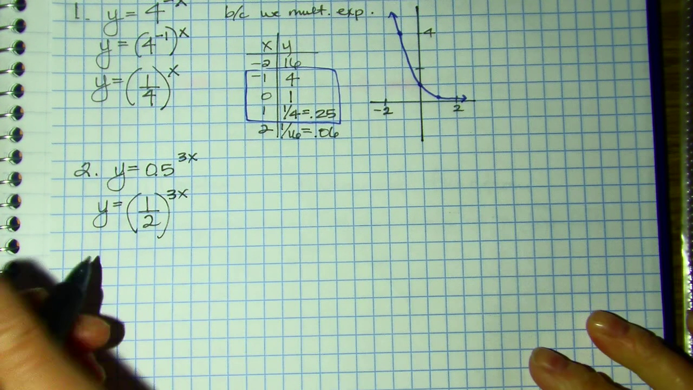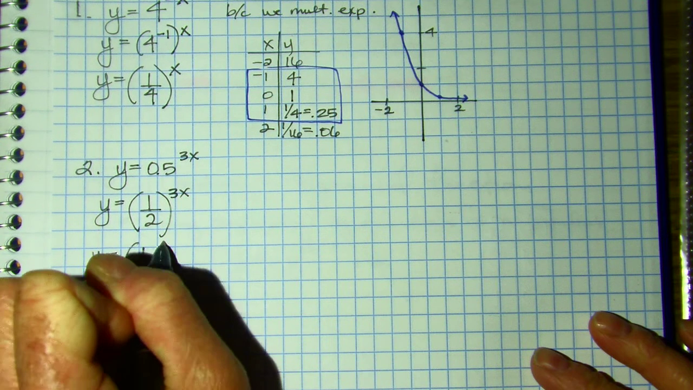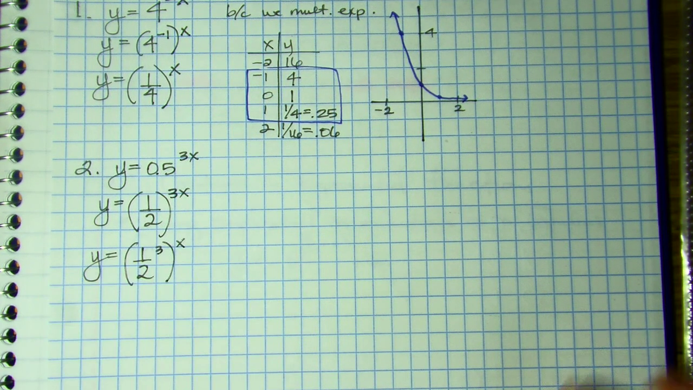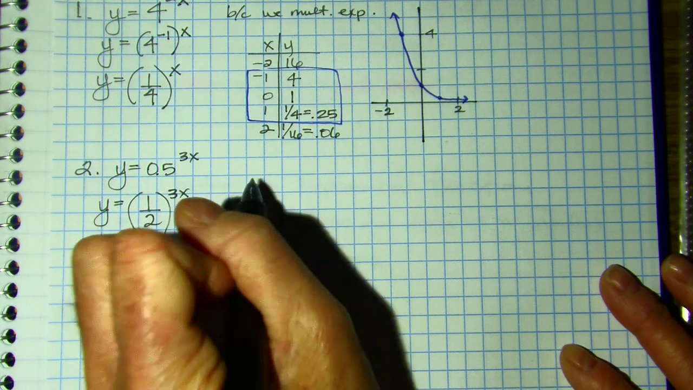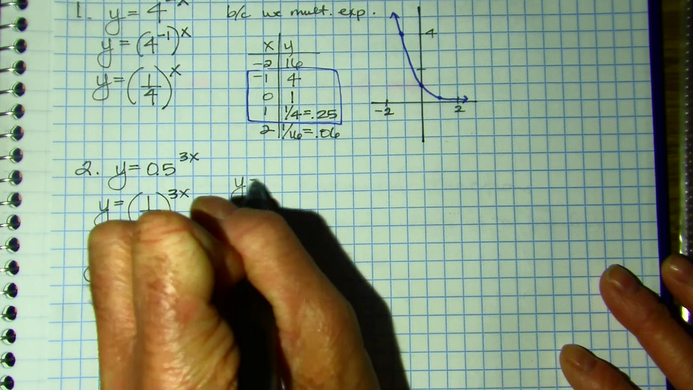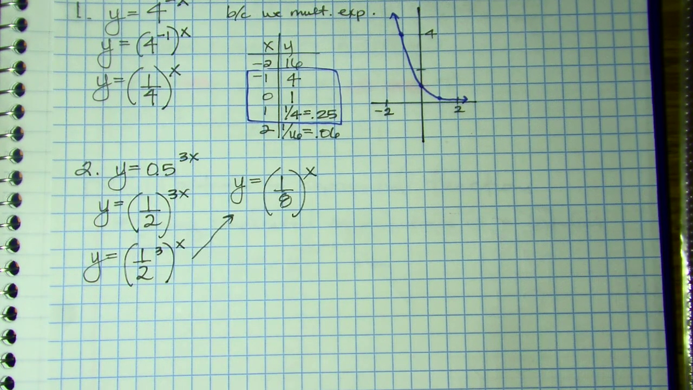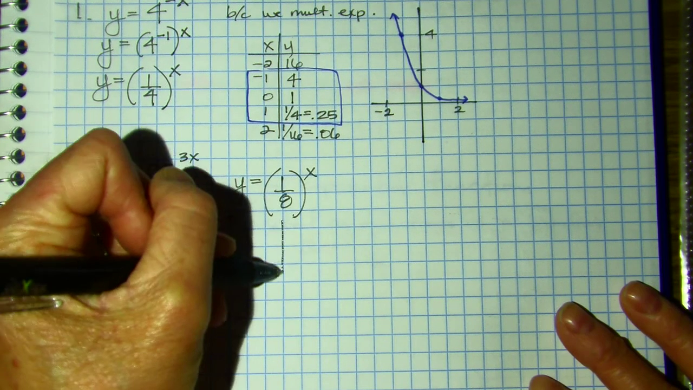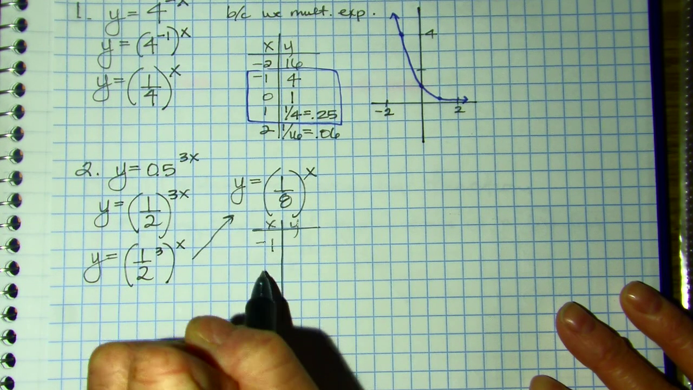So to rewrite this, I'm going to use the same knowledge from last time. This is 1/2 to the 3rd to the x. Now that would give me 1/2 to the 3rd is 1/2 times 1/2 times 1/2, which equals 1/8 to the x. That is super simple to graph. Again, we'll just use a few points. -1, 0, and 1.